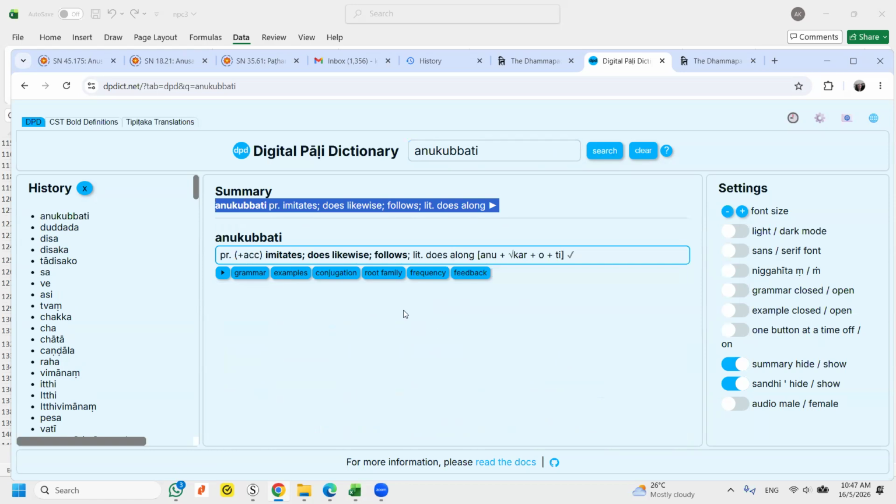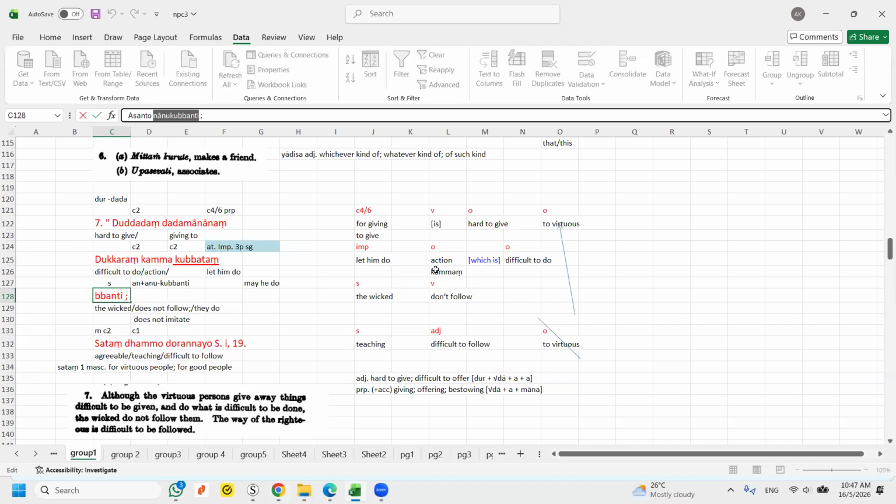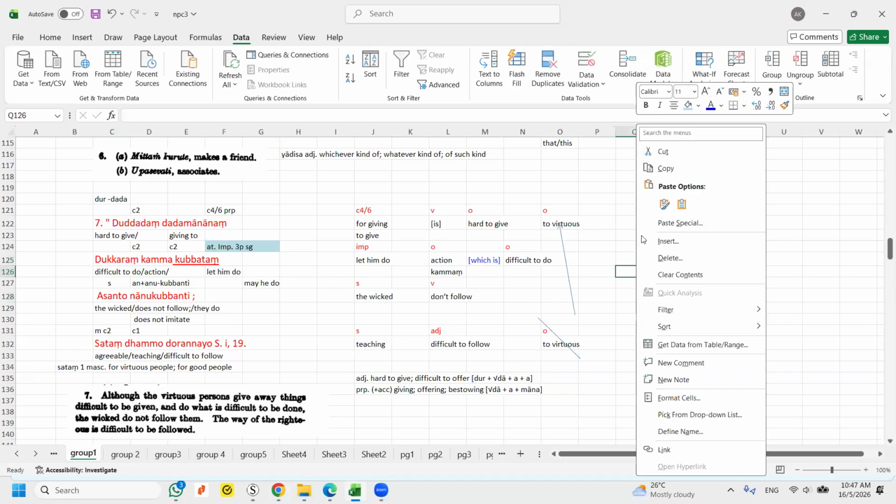Copy. Can you see that this word imitates, does likewise, or follows? Can you see the word anu plus ka? It is a six conjugation plus T, so it becomes like that. It's hard to explain why O becomes this, and V becomes B. I won't go into detail because after that it's too difficult and you get confused.